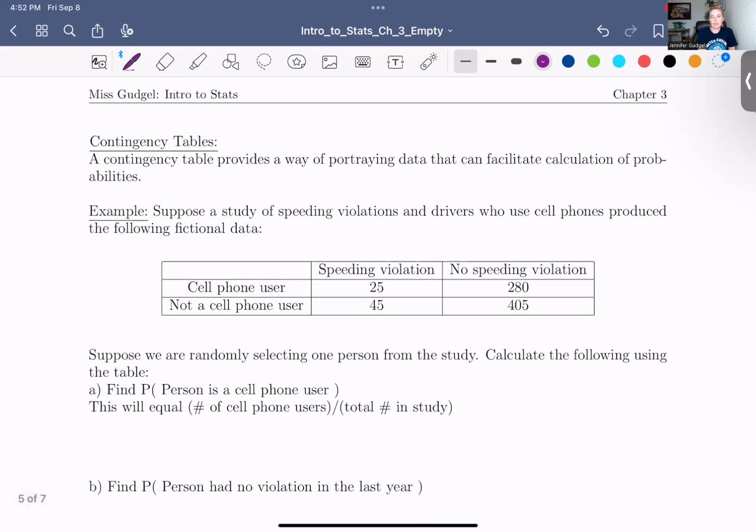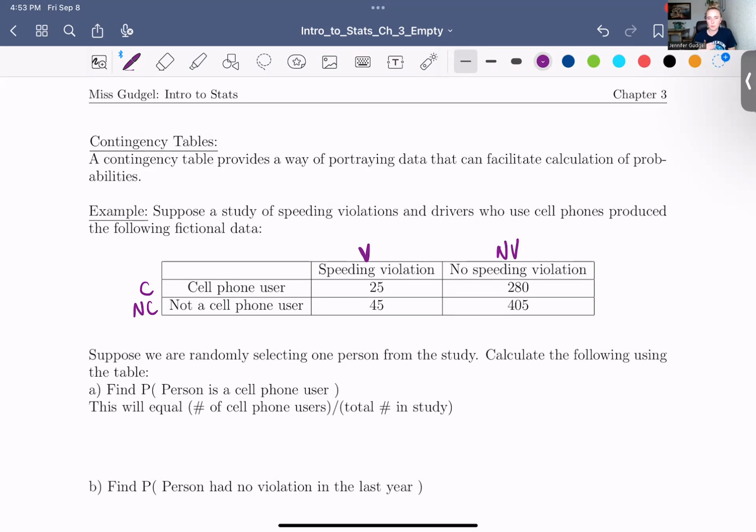All right, let's look at this and find these probabilities that we're asking for. Note here that I didn't call each thing an event letter. I wrote P of a person being a cell phone user. You can call these events letters if that helps you organize this a little more. Maybe this is V for violation and N for no violation, or NV. I don't like using multi-letters for my things, but if that helps you keep them separated, we could do that.